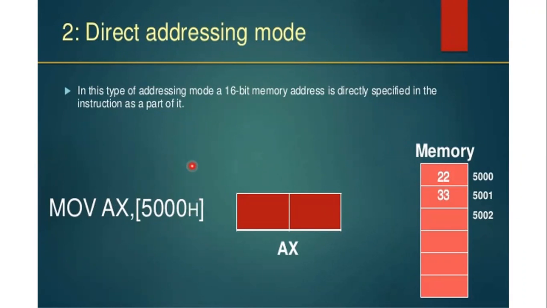Second is direct addressing mode. In this addressing mode, a 16-bit memory address is directly specified in the instruction as a part of it. So the example is MOV AX, 5000H hexadecimal. So this is the address. 5000 is the address, so it is given within the instruction.